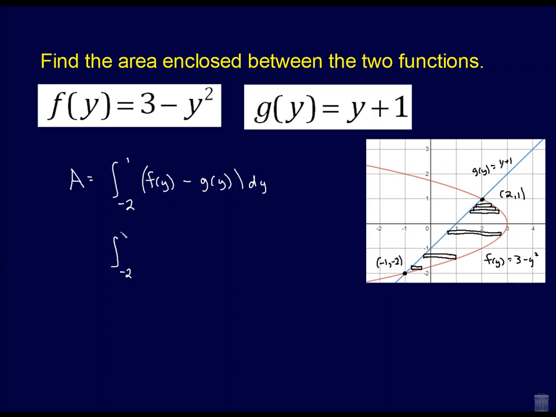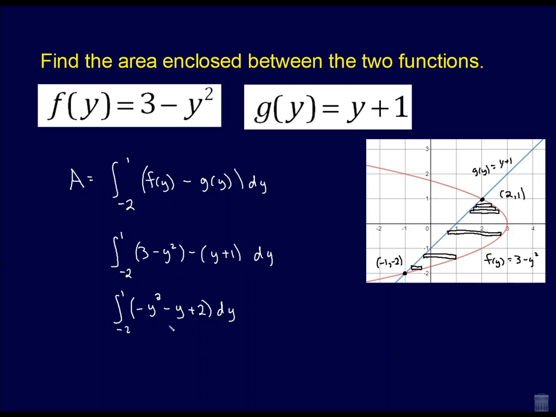So integral from -2 to 1, 3 minus y squared, minus the quantity y plus 1. And if I wanted to keep going, we would just clean this up by combining some like terms, like the two constants. So +3 here, and then minus +1 there is going to leave 2. And the integral from -2 to 1. Again, we're just going to show the setup of the integral here.